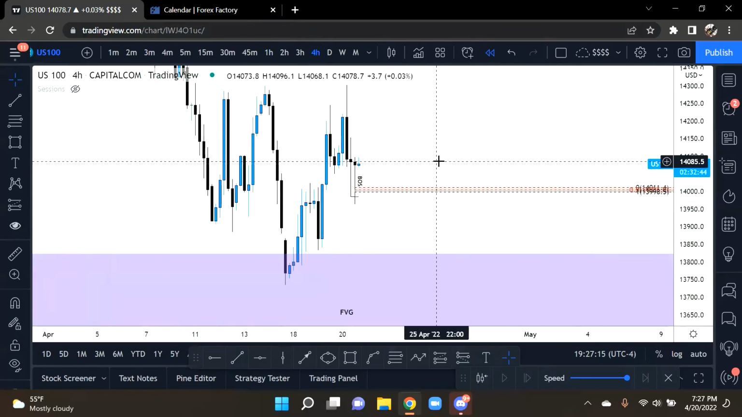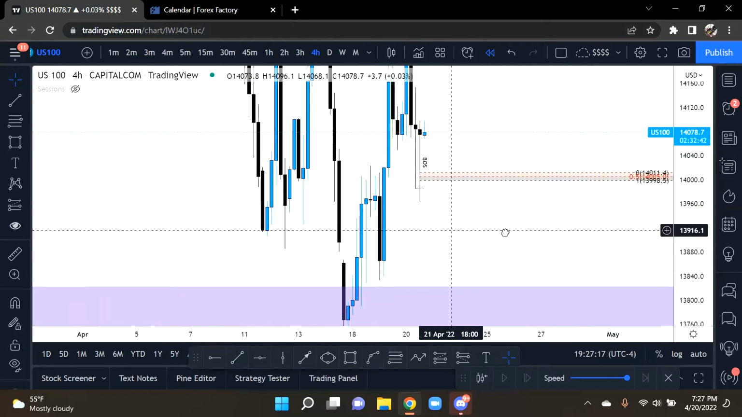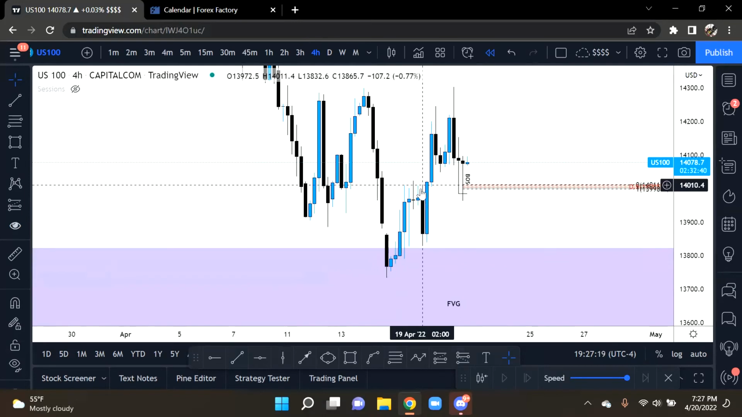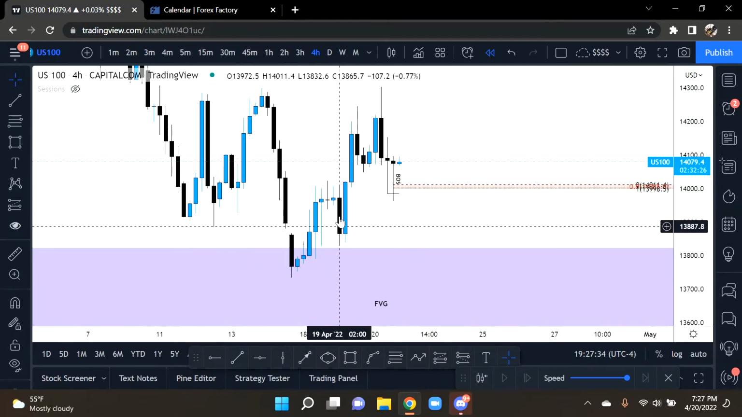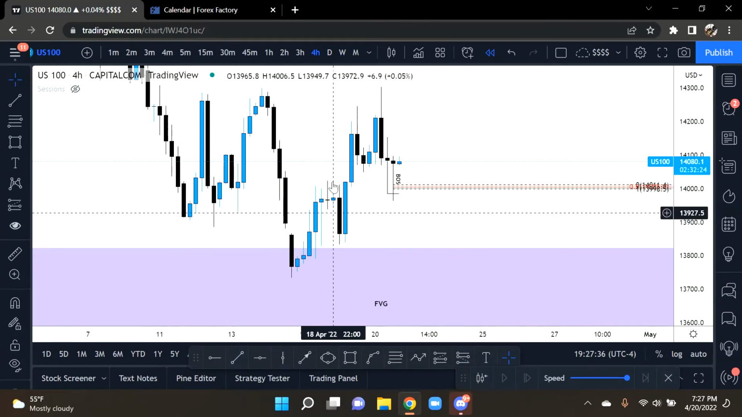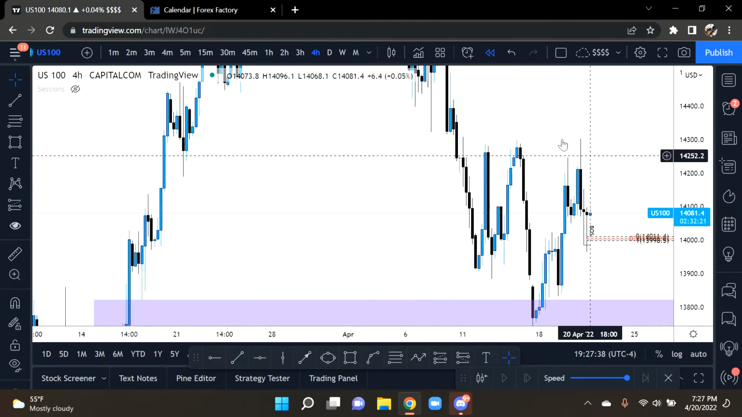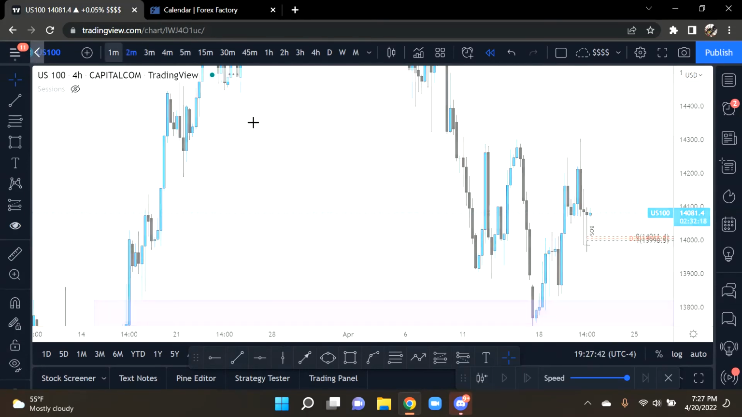On the 4-hour time frame, what do we have? We have a bullish order block on a 4-hour time frame, this last down candle right here. And this is our second narrative. According to the 4-hour, we have our targets, the highs, and our entry confirmation again.